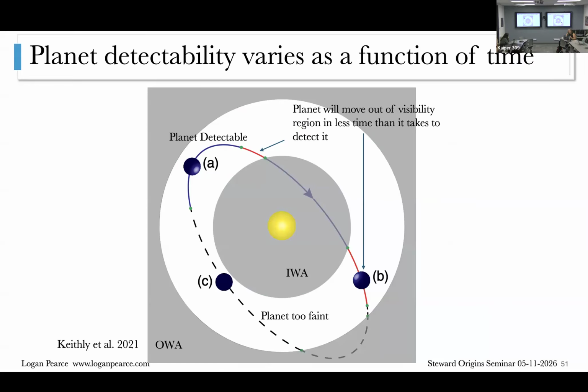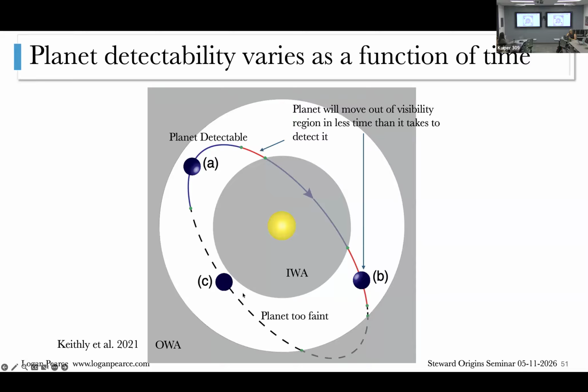The planet's detectability as a function of time depends on its orbit. So this is an excellent illustration by Keithley 2021. If we have a coronagraph, the detectability is only this white donut. So there's an inner working angle and an outer working angle. Those are the gray areas where the planet is not accessible.